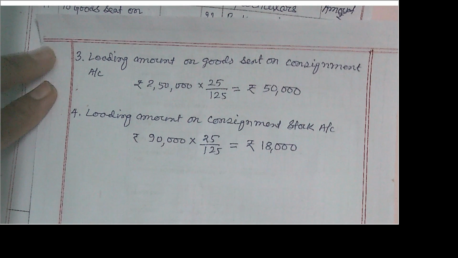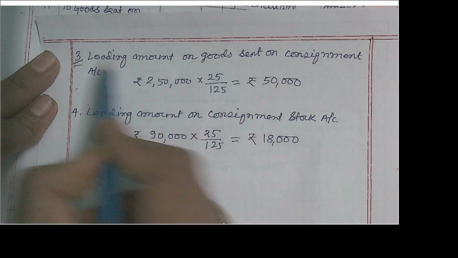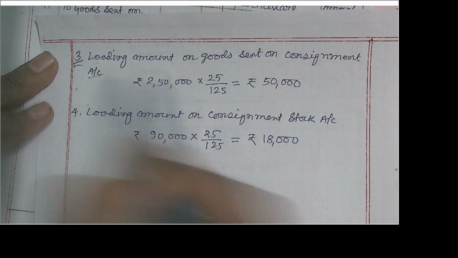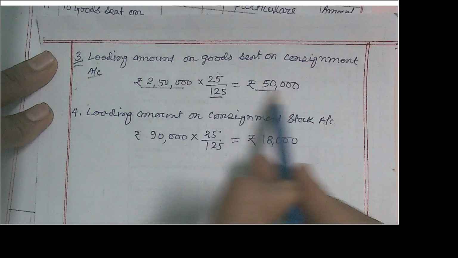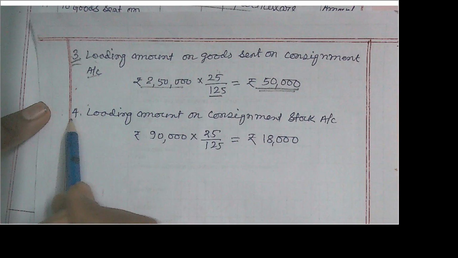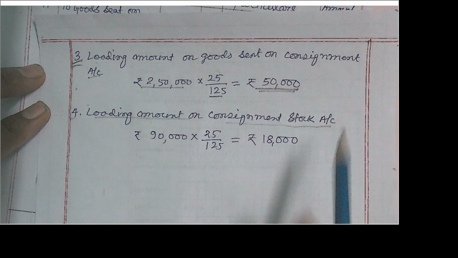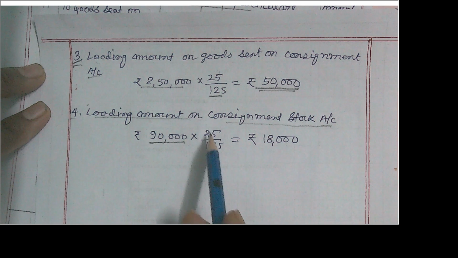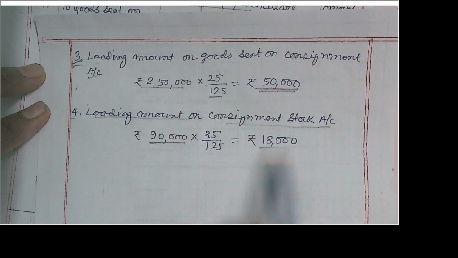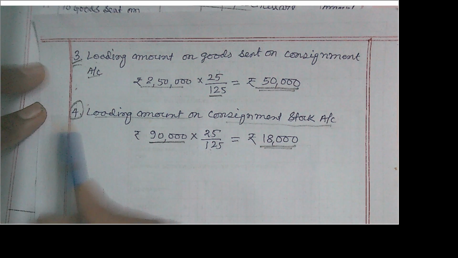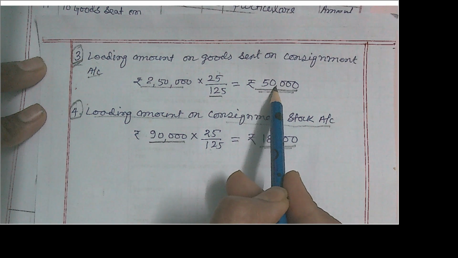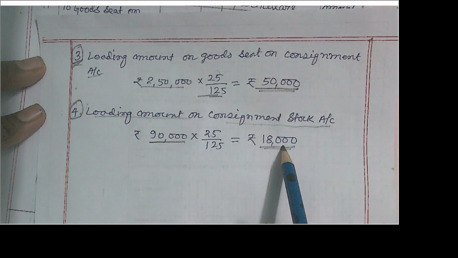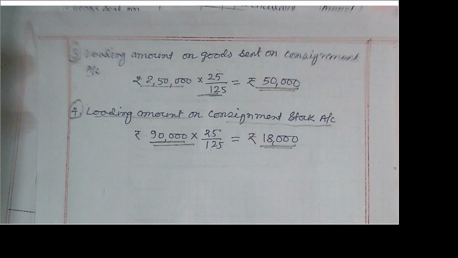Now how it is calculated: here is working note number 3. I have shown you the loading amount on goods sent on consignment account, 2,50,000. The rate divided by 100 plus rate, we calculate in this manner, 50,000. And similarly the loading amount on consignment stock account, 90,000 into 25 by 125, 18,000. So this is working note number 4, and this is working note number 3. How did you get 50,000? In this manner. And how did you get 18,000? In this way, and it is shown in the solution.